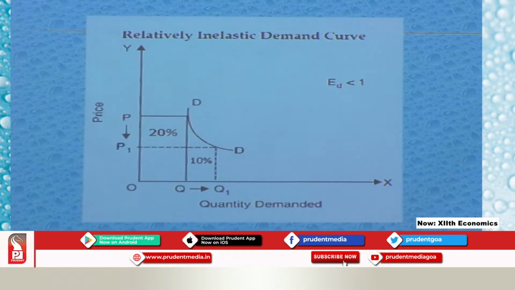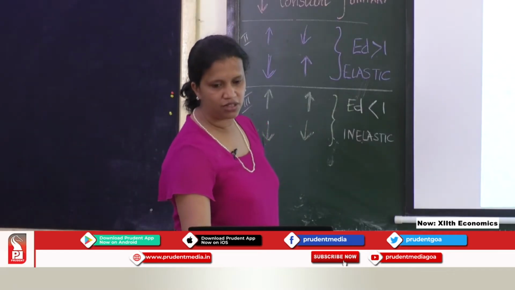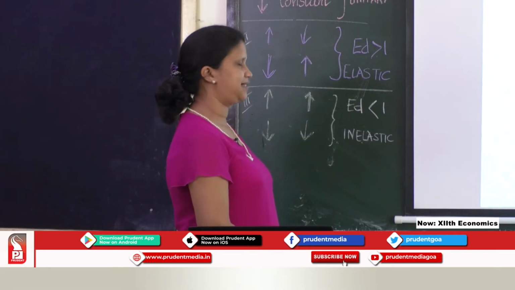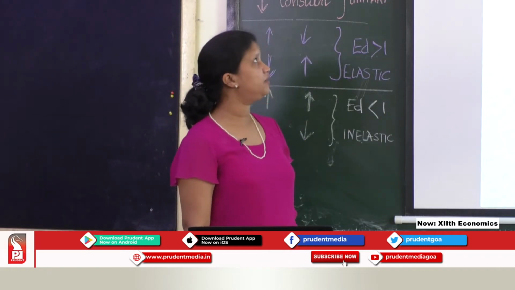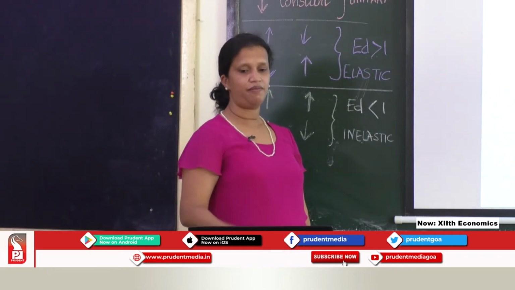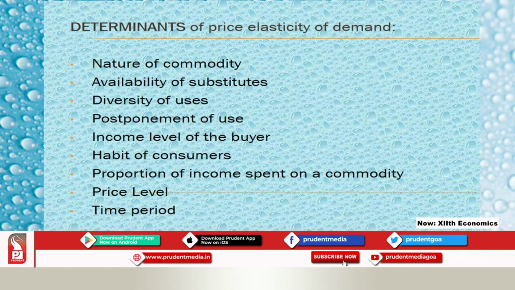So, therefore, we can say that for relatively inelastic demand, the value of ED will always be less than 1. So, this was all about the 5 types of elasticities. Now, we will proceed to the next part, which is the determinants of price elasticity of demand. There are about 9 of them, and we are going to look at each of these determinants in detail.